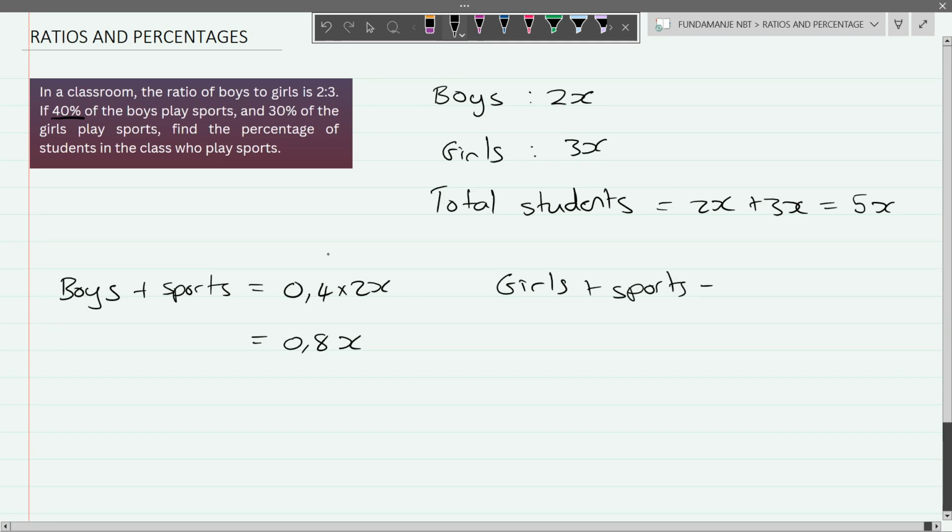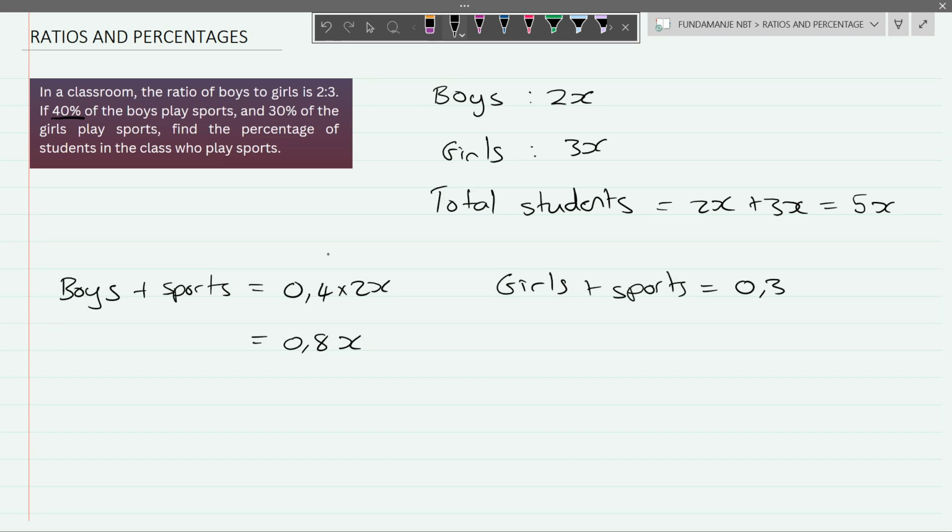And then we look at the girls who play sports. It is said that 30%, so 0.3 of the girls play sports. And how many girls are there? There are 3x girls. So this gives us a total of 0.9x.